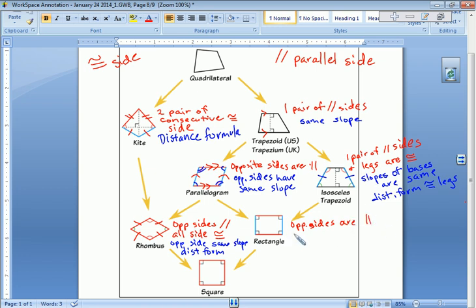And consecutive sides, those that intersect, what are they? Right angles. Good. Consecutive sides form right angles, which means they are perpendicular. So we're sticking with slopes on this one. We're going to show that opposite sides have the same slope, and that consecutive sides, those slopes are opposite reciprocals.